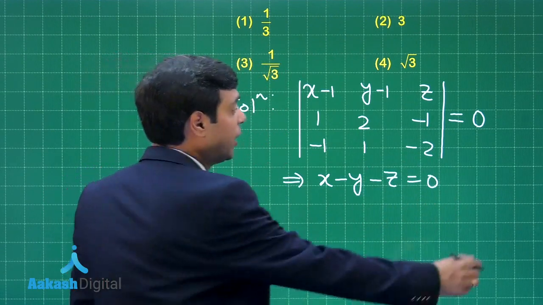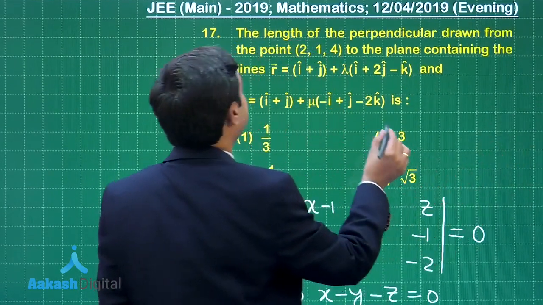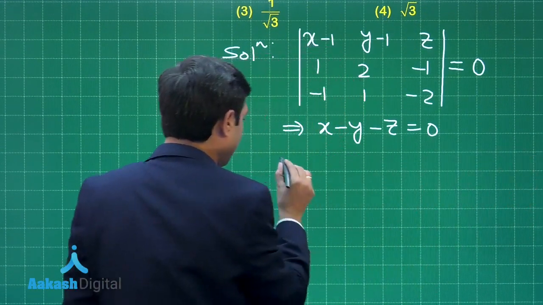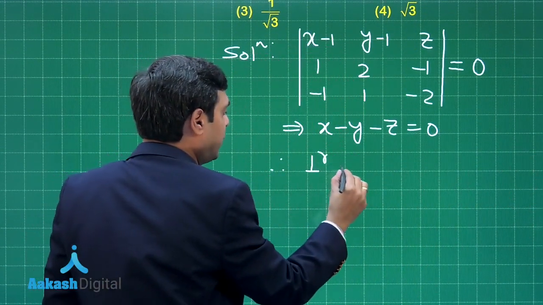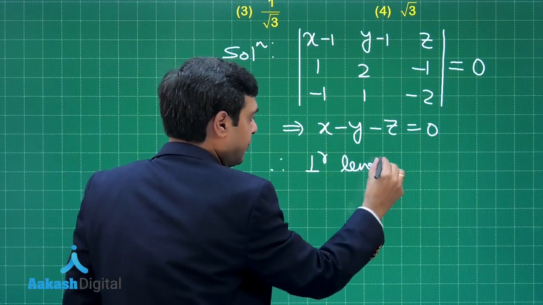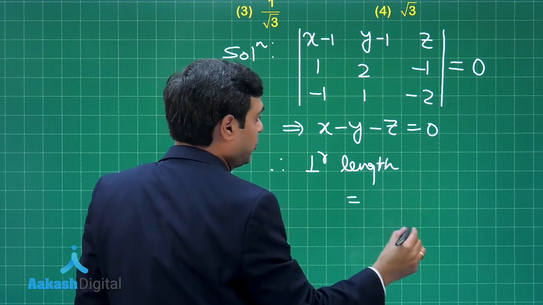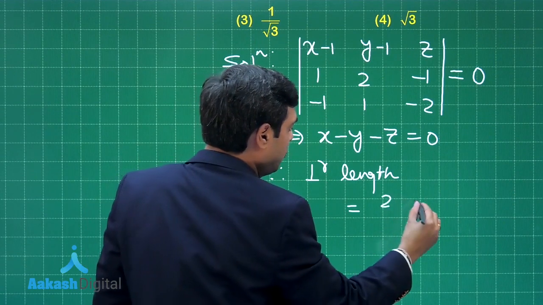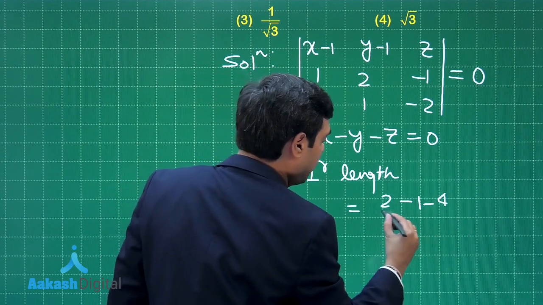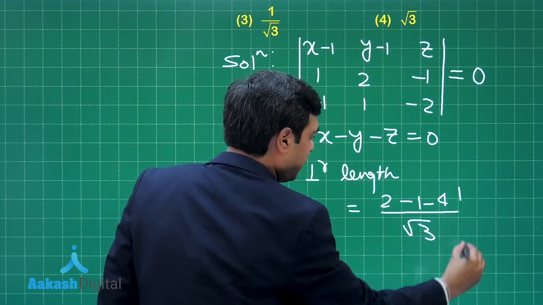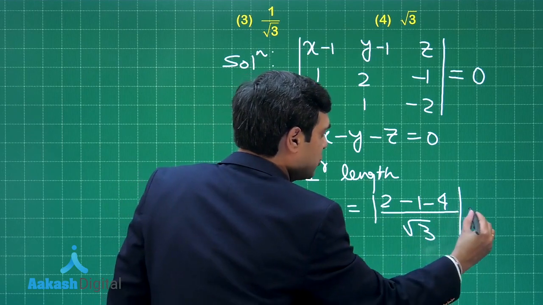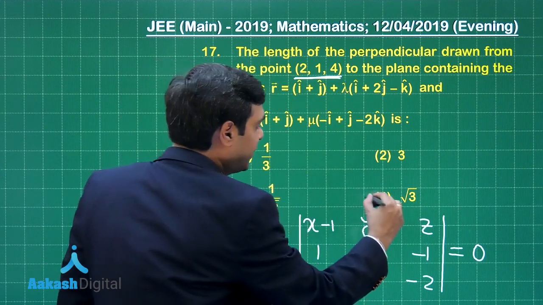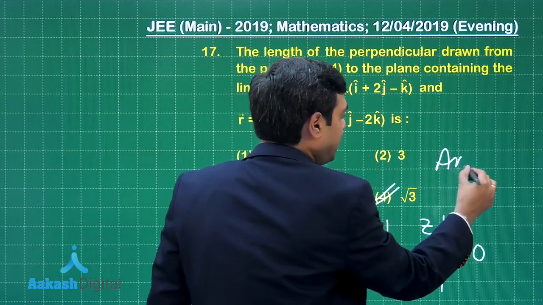What is next required? Length of perpendicular dropped from the point 2, 1, 4. Therefore, perpendicular length is equal to, the point was 2, 1, 4, so it is 2 minus 1 minus 4 upon root 3. Take the modulus of it, so it is simply equal to root 3. Let's check from the options. Correct answer is option number 4.